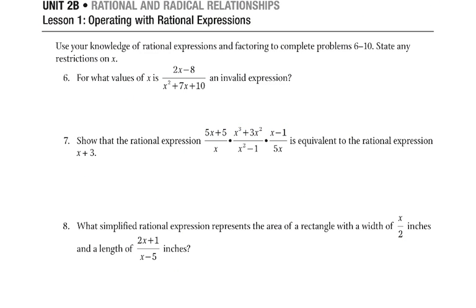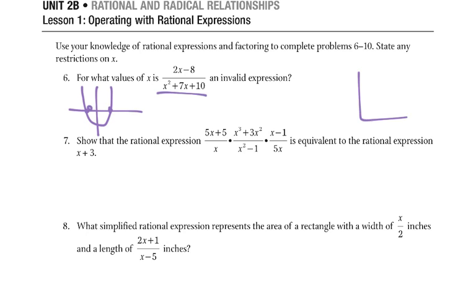Okay, so number 6, for what values of x is 2x minus 8 over x squared plus 7x plus 10 an invalid expression? So in other words, what do we do to get the denominator to be equal to 0? One way we could do it is to graph it. It would be a parabola, and whatever those zeros are, that's what it can't be.